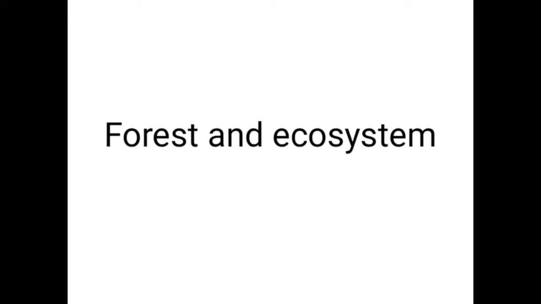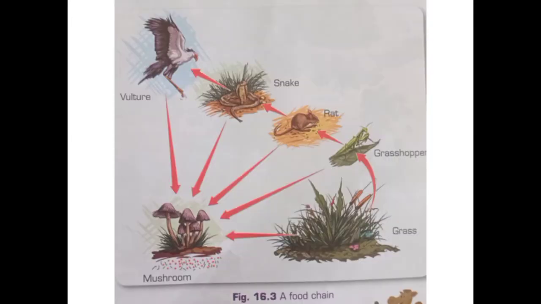Forest and ecosystem. The collection of all plants, animals, and living organisms which are interdependent and live in a particular habitat comprises an ecosystem. All ecosystems are self-sustaining. Green plants make their own food by the process of photosynthesis. Hence, they are called producers.